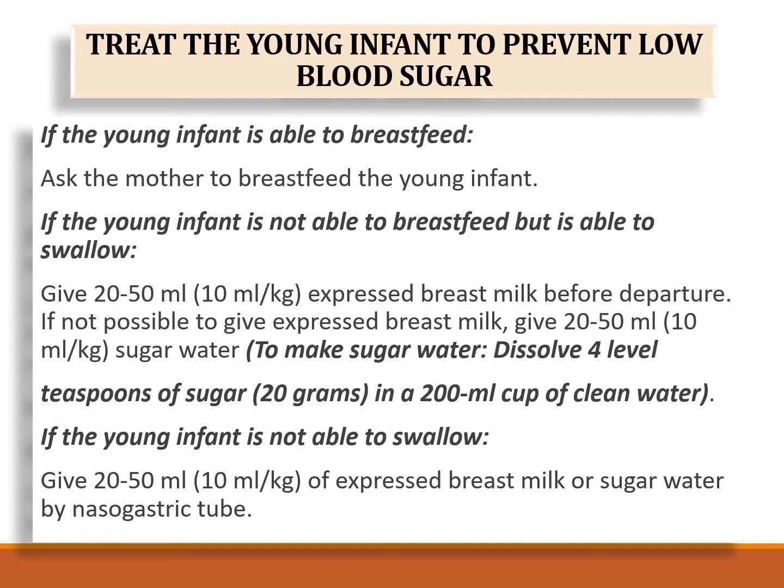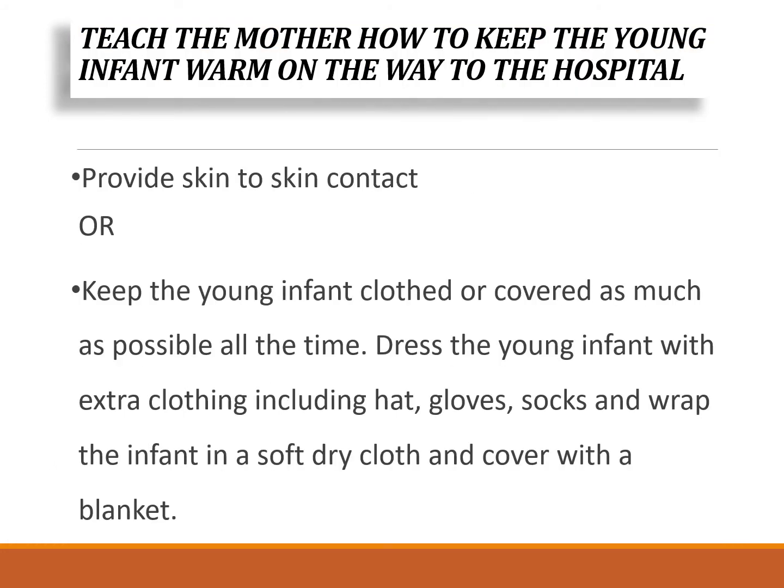sugar water. To make sugar water, dissolve 4 level teaspoons of sugar, equivalent to 20 grams, in a 200 ml cup of clean water. So that's around 10%. If the young infant is not able to swallow, give 20 to 50 ml of expressed breast milk or sugar water via NGT or nasogastric tube, or OGT or orogastric tube.